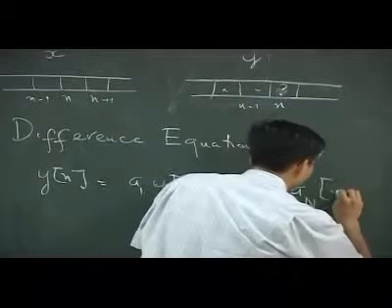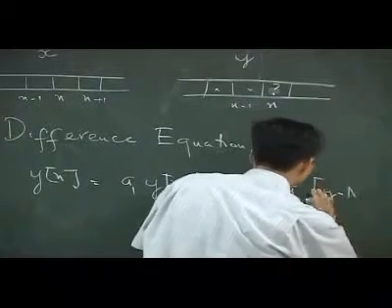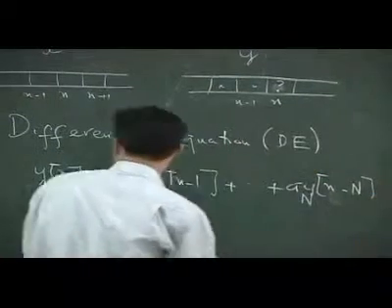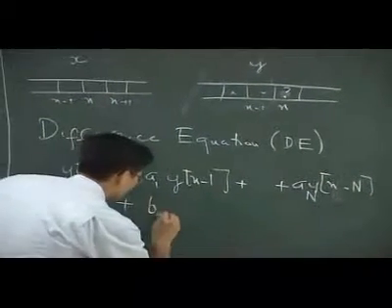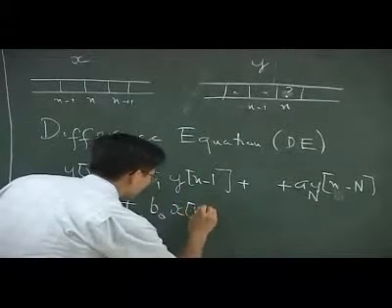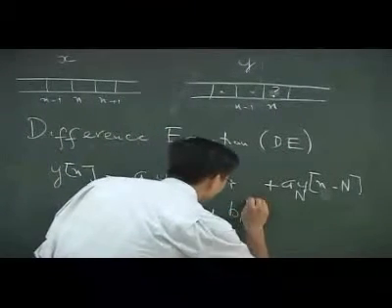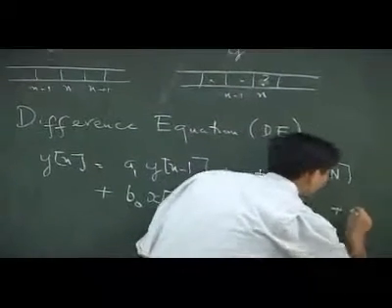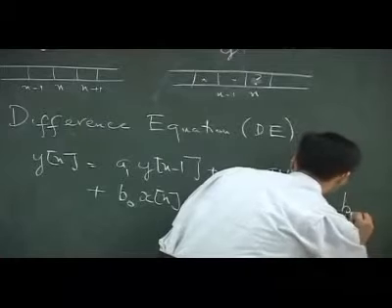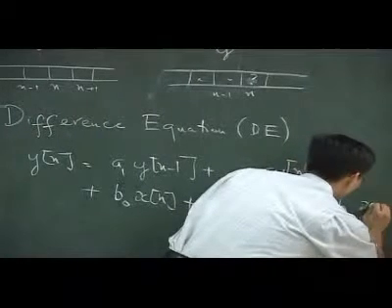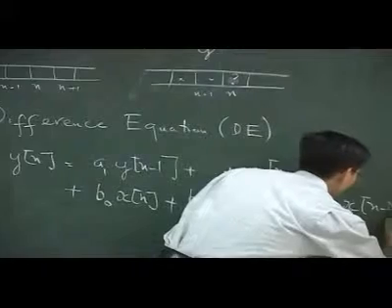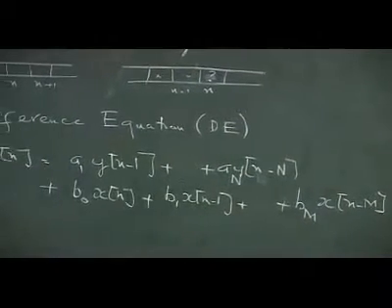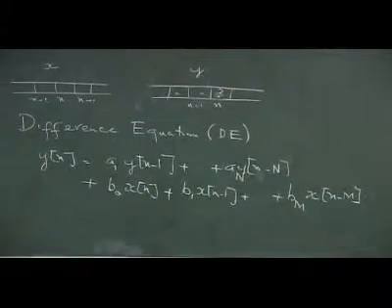plus a_N y of n minus N, plus b0 x of n plus b1 x of n minus 1, plus ... plus bM x of n minus M. Right? So this is a very simple system that I can compute.